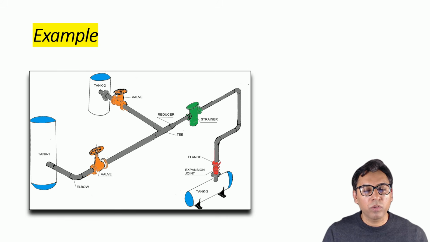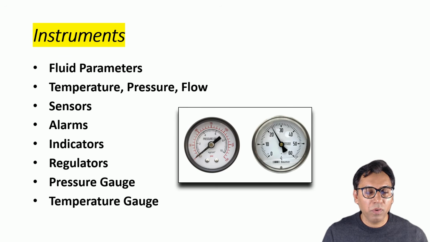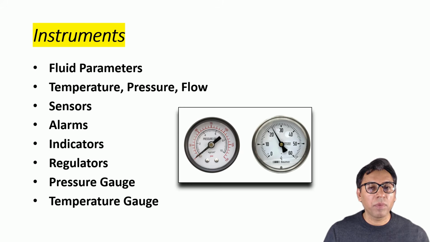First, let's talk about what piping instruments are. When some fluid is flowing in a pipe, we need to know about some parameters including pressure and temperature of the fluid. To get that information, we need to install some elements which we call instruments. There are different types of instruments including sensors, alarms, indicators, regulators, transmitters, pressure gauges, and temperature indicators. Now let's use them in our example.